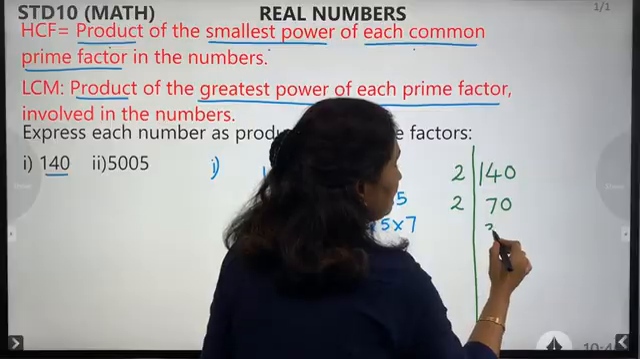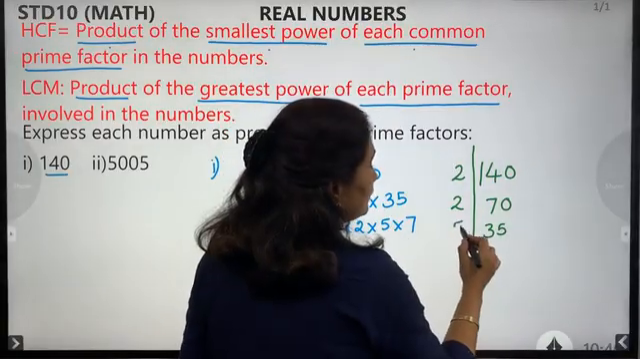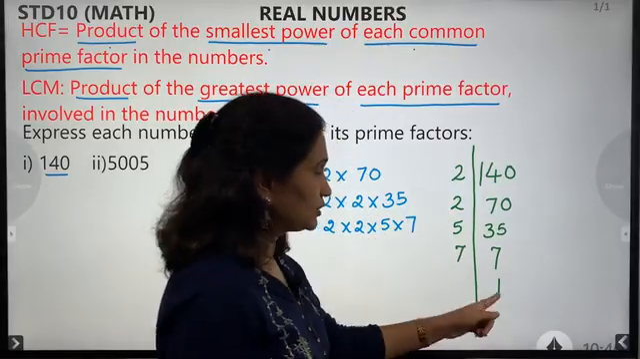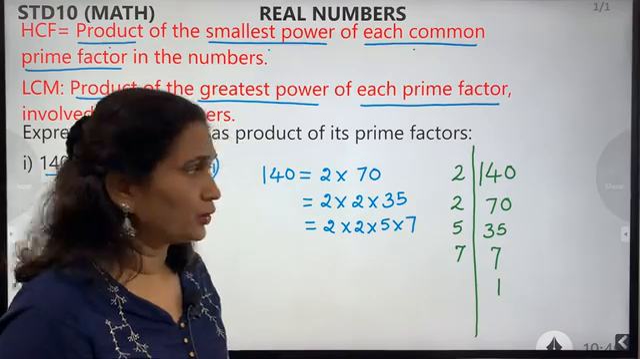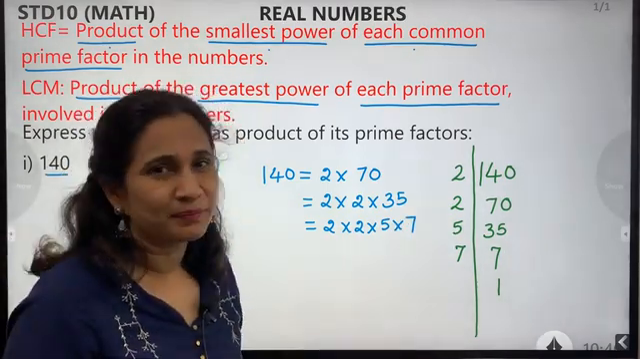So 2 35s are 70. Now 35 goes by 5. So I will do 5 7s are 35 and then 7 1s are 7. So till I get 1 over here I need to go on doing it. So 2, 2, 5, 7, 2, 2, 5, 7, these are the prime factors.